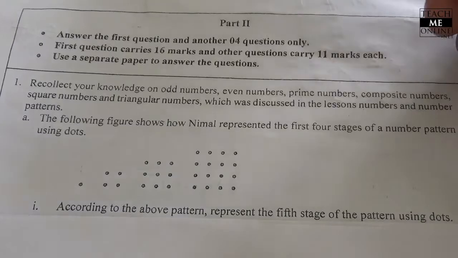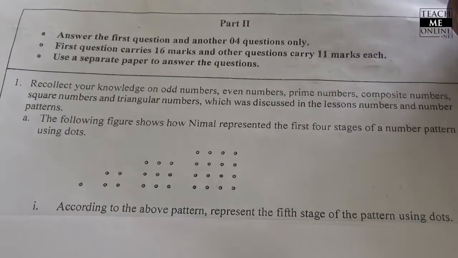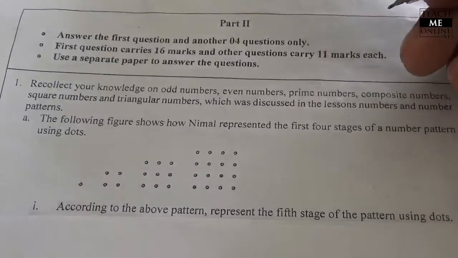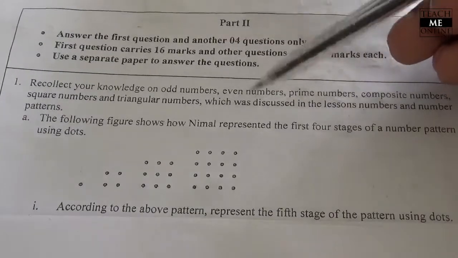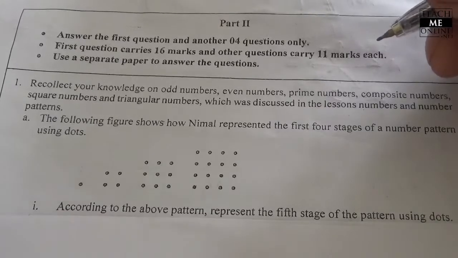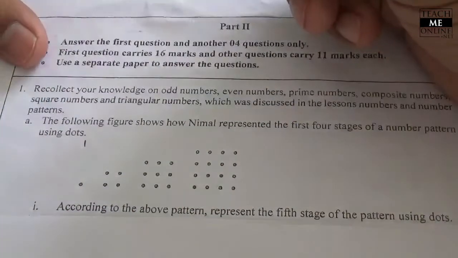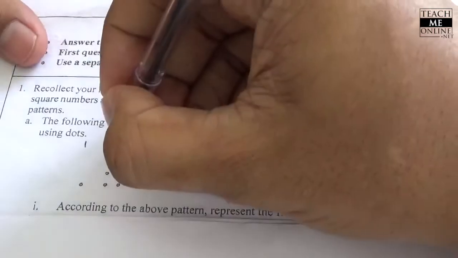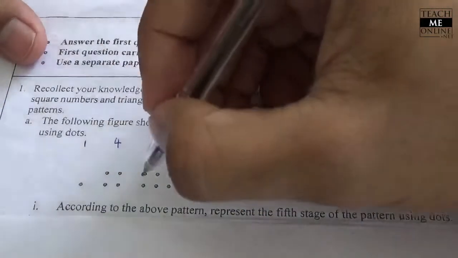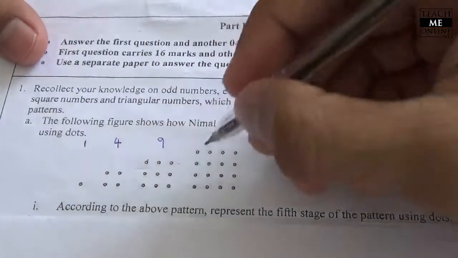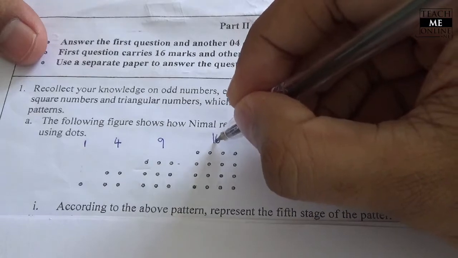Recollect your knowledge on odd numbers, even numbers, prime numbers, composite numbers, square numbers, and triangular numbers, which was discussed in the lessons Numbers and Number Patterns. Part A. The following figure shows how Nimal represented the first 4 stages of a number pattern using dots. So here we have the first pattern with 1 dot. We'll write the number down, 1 dot. Second pattern we have 4 dots. Third pattern we have 3 times 3, 9 dots. And the fourth pattern we have 4 times 4, 16 dots.